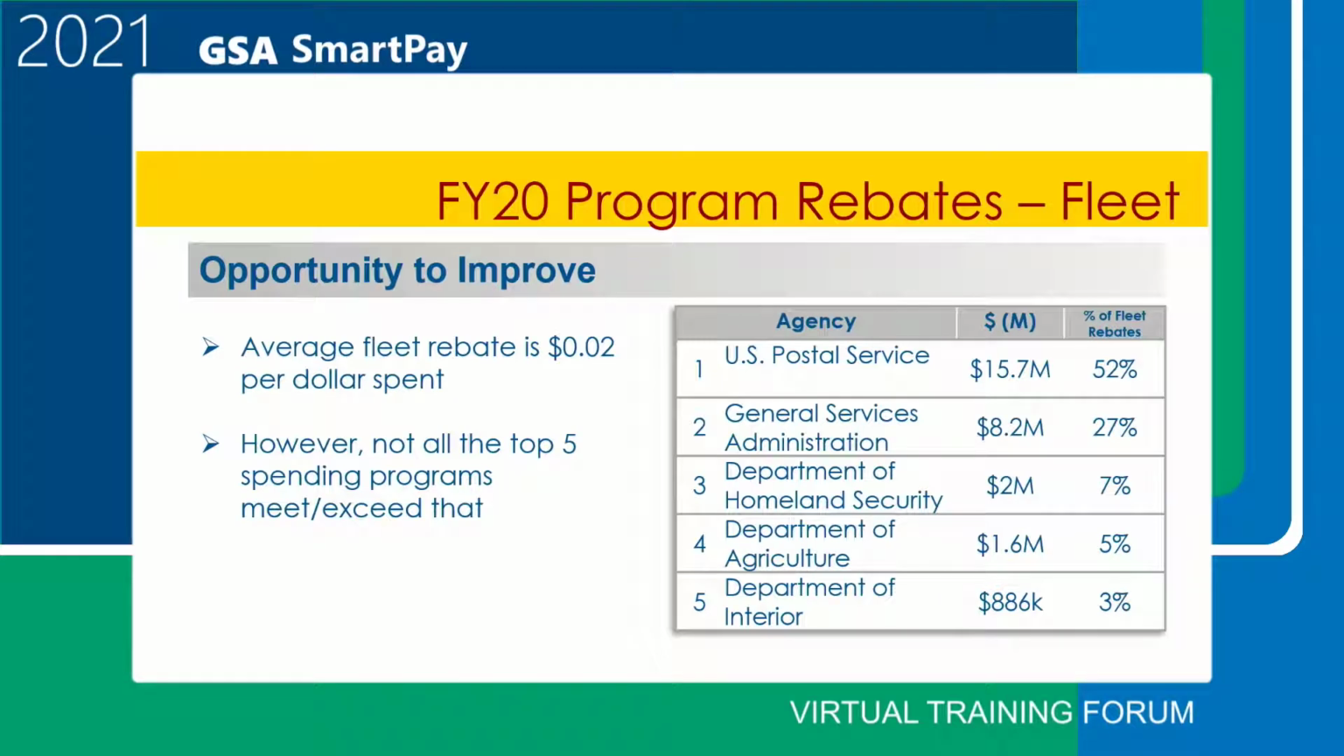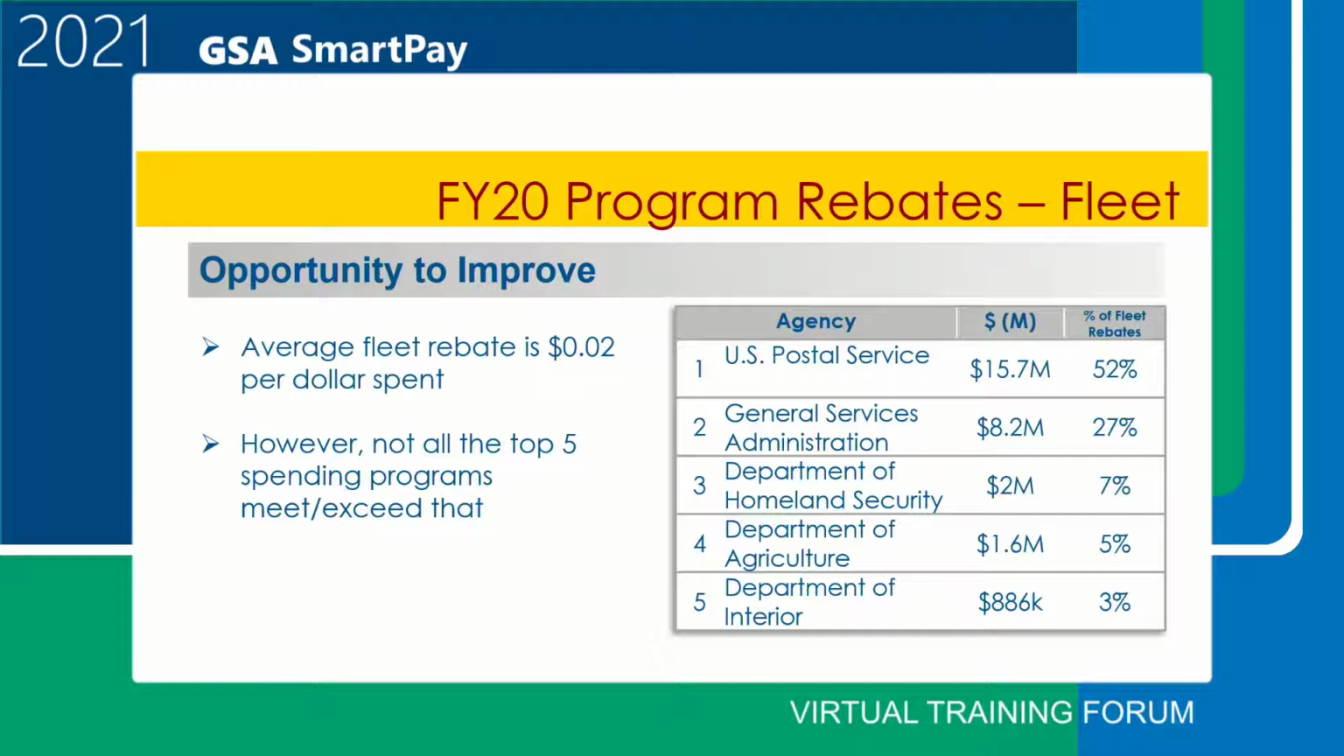All right, so for rebates, fleet rebates, the average rebate is about 2 cents per dollar spent. I think that's gone up from what it was under SmartPay 2. And you can see the breakout of what rebates were given for FY20 for fleet card only, right? So again, it correlates with the spend. You see, Postal Service is getting the largest chunk there, about 52% of the total rebates goes to Postal. GSA again, 8.2 million. Then it wraps out in the same order there.